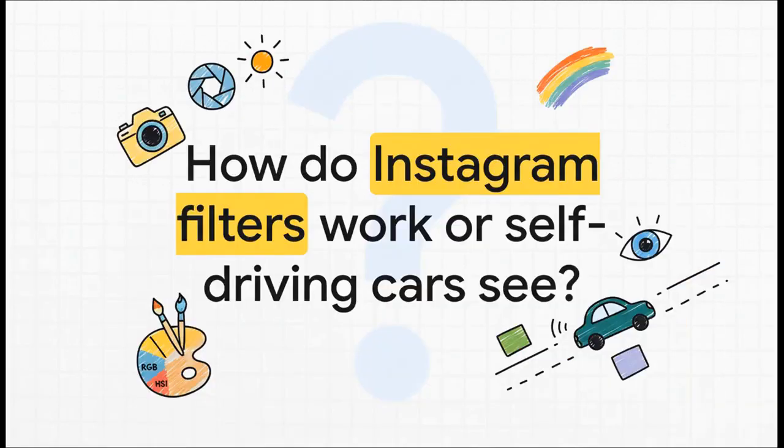I mean, seriously, think about it for a second. How does your phone know how to make a sunset photo look so dramatic? And on a more serious note, how does a self-driving car, something many of you might work on one day, know the difference between a red light and a green one? It feels like magic, doesn't it? But trust me, it's not magic. It's just really cool science.